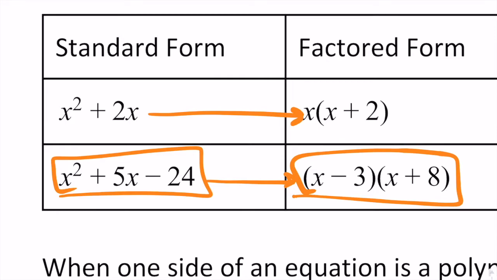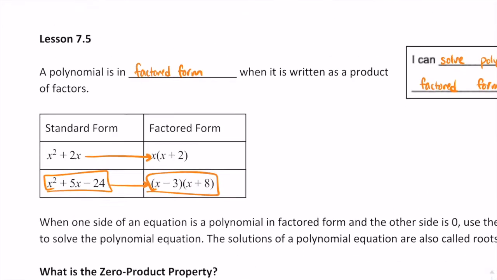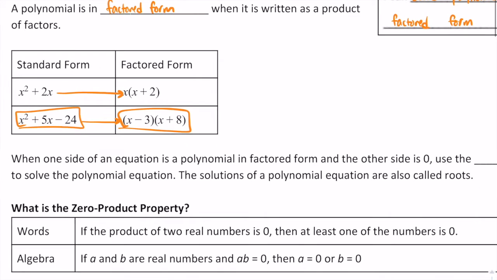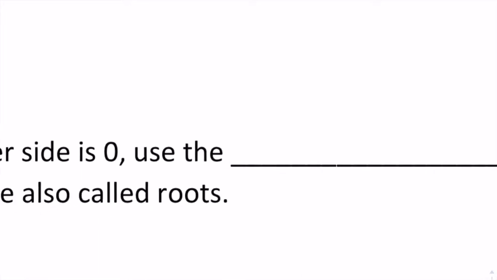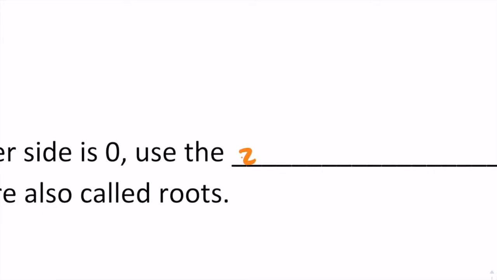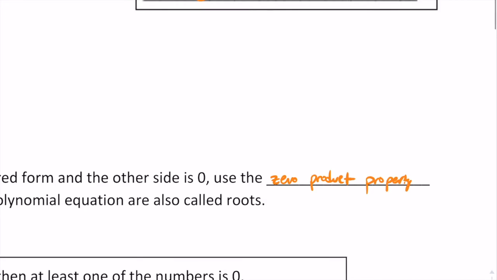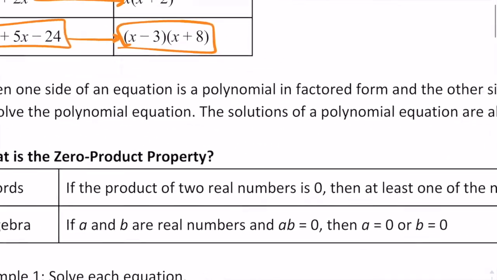When one side of an equation is a polynomial in factored form and the other side is 0, use the zero product property to solve the polynomial equation. The solutions of a polynomial equation are called roots. There's that word, roots.